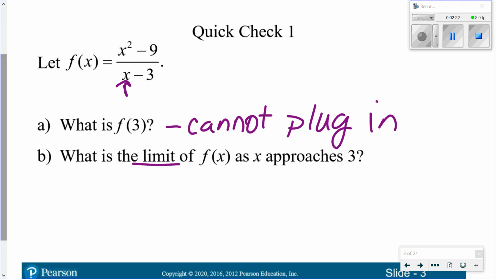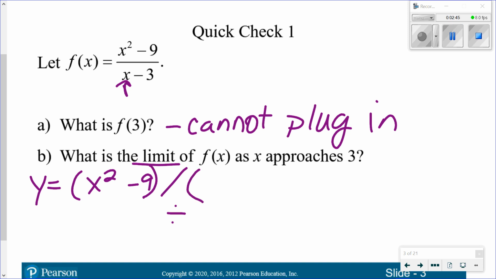And we're going to do that by putting this function in our calculator. So using your calculator, go to the button that says y equals, and you're going to enter it like this: parentheses, x squared minus 9, close your parentheses, hit the division symbol. The division symbol looks like that, but it's actually going to put a bar in like that. Open parentheses, x minus 3. Now those parentheses are very important. You're going to put that in y equals.